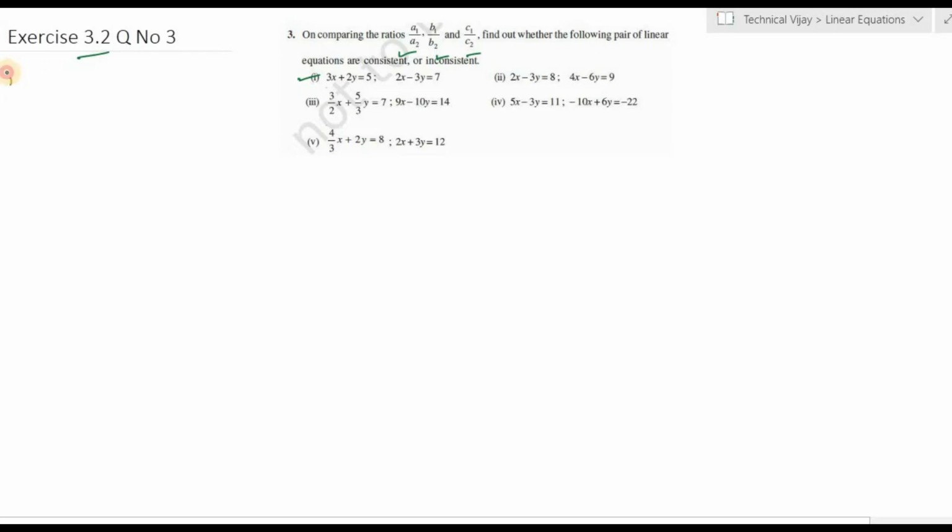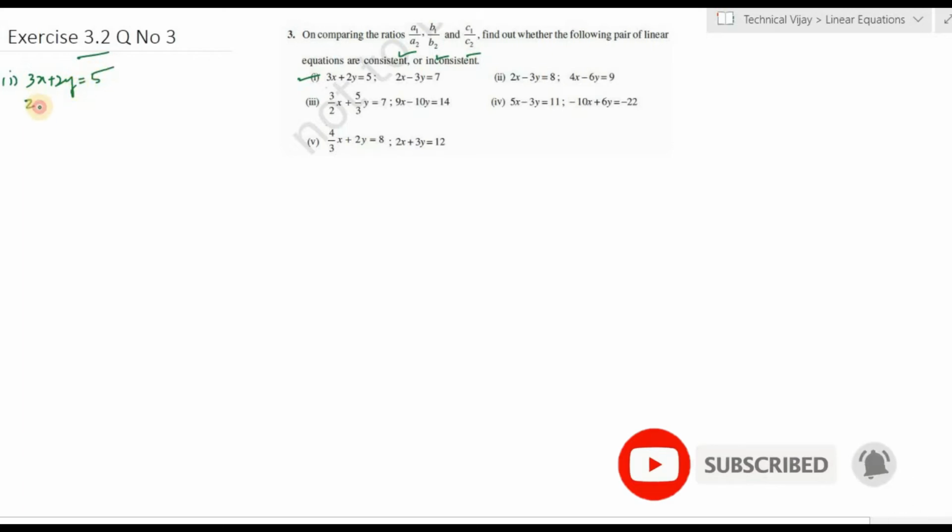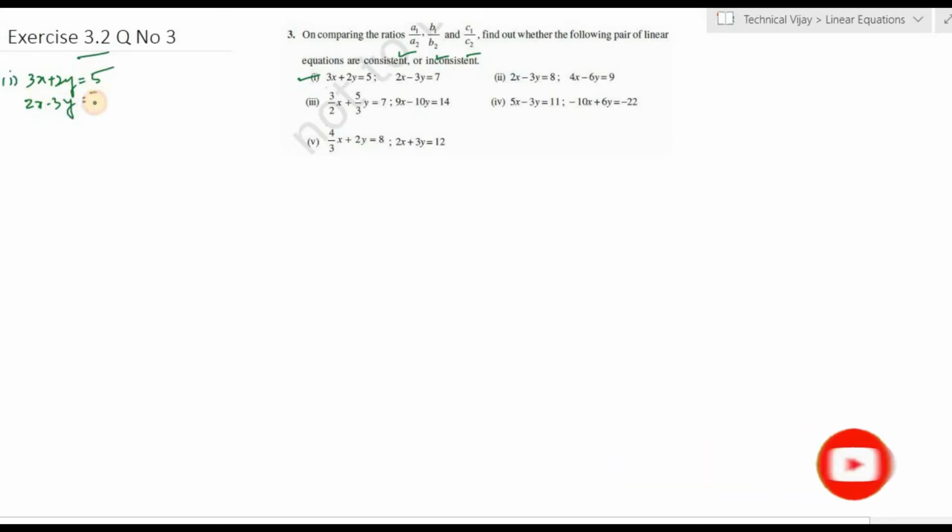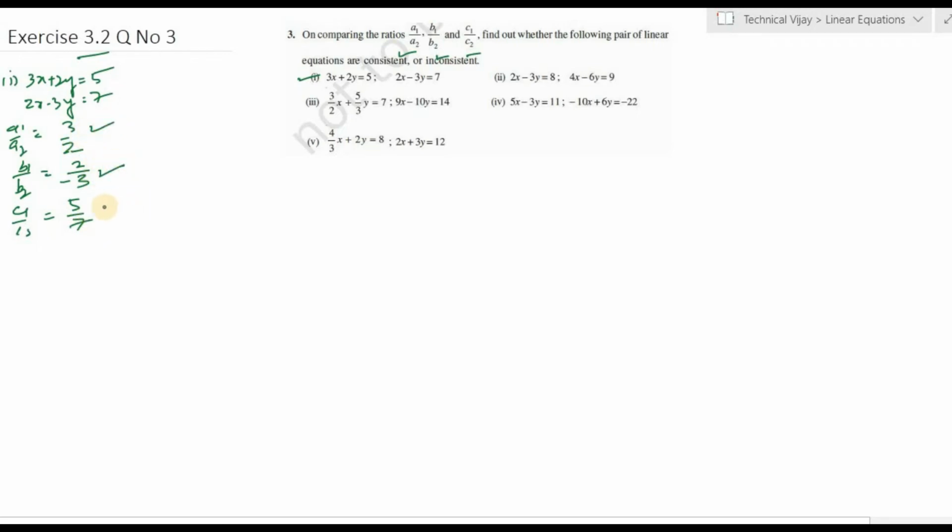So here, the first one: 3x plus 2y is equal to 5, and the second one: 2x minus 3y is equal to 7. So A1 by A2 is equal to 3 divided by 2. B1 by B2 is equal to 2 divided by minus 3. C1 by C2 is equal to 5 divided by 7. See here, this is 3 by 2, this is minus 2 by 3, and this is 5 by 7.